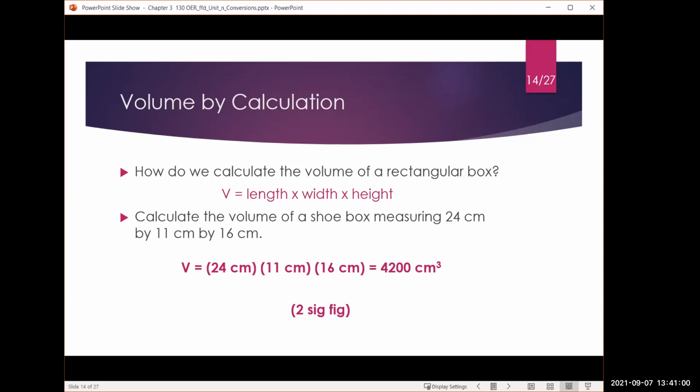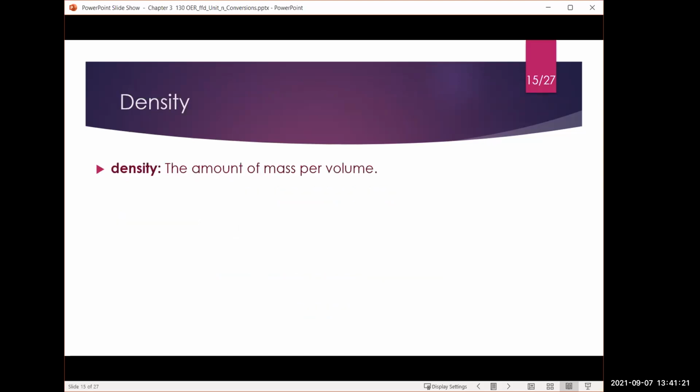Why cubic centimeters? Because centimeters times centimeters equals centimeters squared, times centimeters equals centimeters cubed, times centimeters equals centimeters to the fourth power, and so on. Okay, you get the gist of it. So that is the volume of that box, by direct measure.